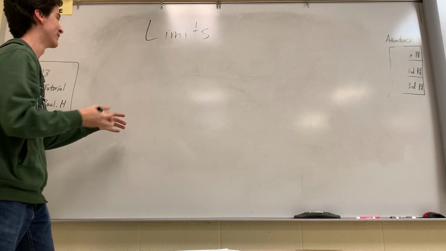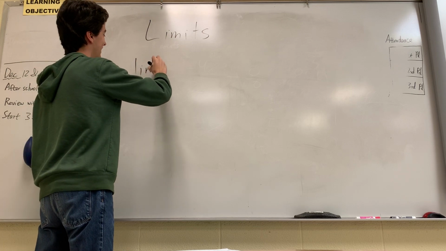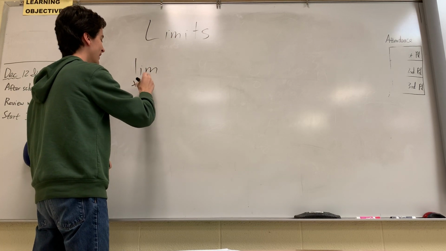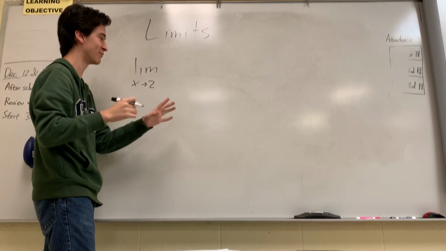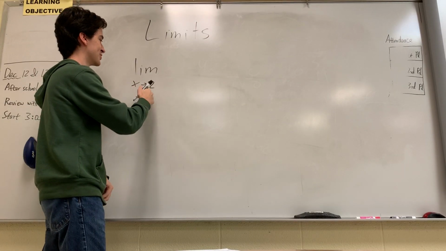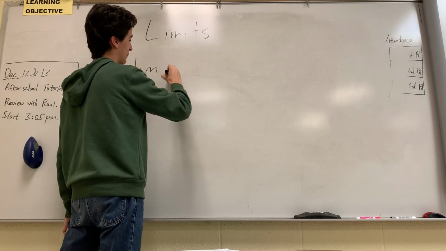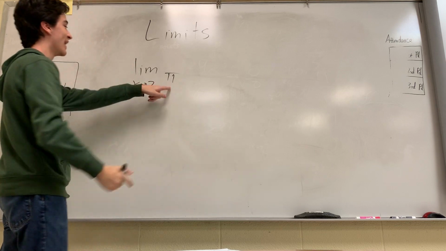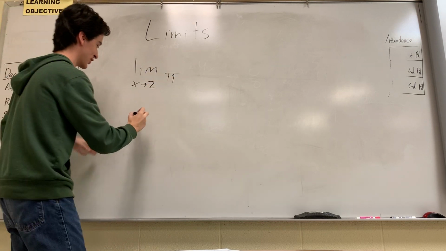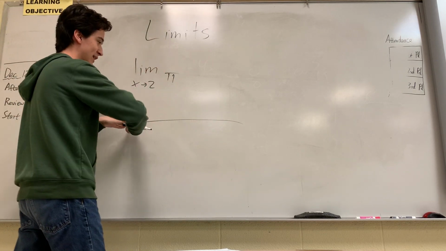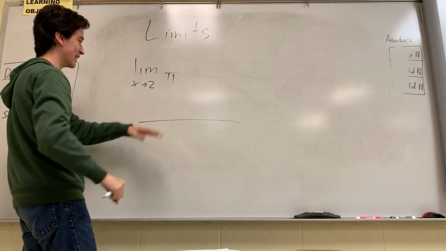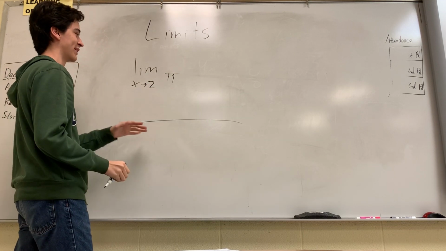So we could also have a limit, and they show up very rarely, but once they do show up, I don't want you to be thrown off by them. Like say the limit as x approaches 2 of pi, right? Well, pi is just a constant line, right? If you look at it as a graph, it's just a straight horizontal line. It doesn't increase or decrease, so its y values are not going to change.